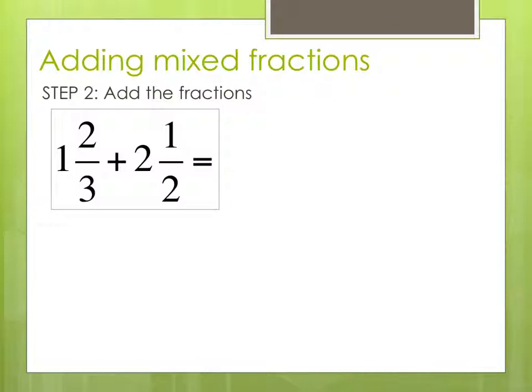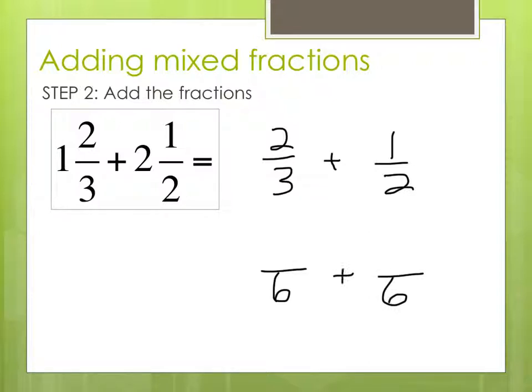In step number 2 now, we're going to add the fractions together. And so we're going to add 2/3 plus 1/2. And so in doing so, the denominators are different. So we notice our denominators are 3 and 2, and so in adding fractions together, we need to have a common denominator. And so when we find the least common multiple between 3 and 2, we know that is 6. So let's go ahead and rewrite both of these fractions as their equivalents.